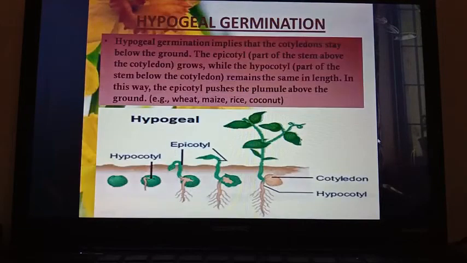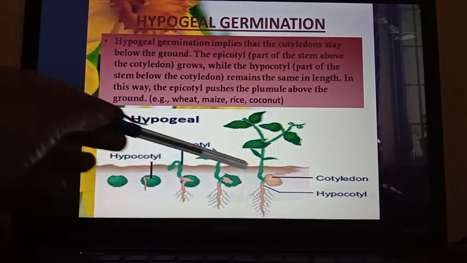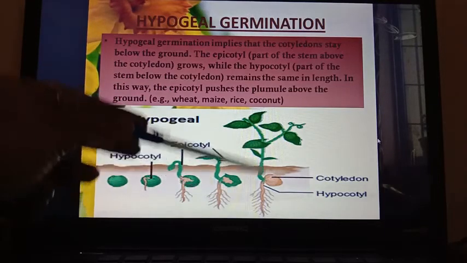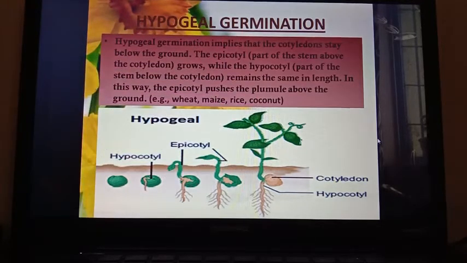Now I am going to discuss the hypogeal germination. Hypogeal germination, actually hypo means, I have told, it means down. In the hypogeal germination, the cotyledon is not coming up. The seed is not coming up the ground. It remains inside the soil. You can see here the cotyledon or the seed is inside the soil, from which radicle is forming and the plumule is forming up. What happens in this case?